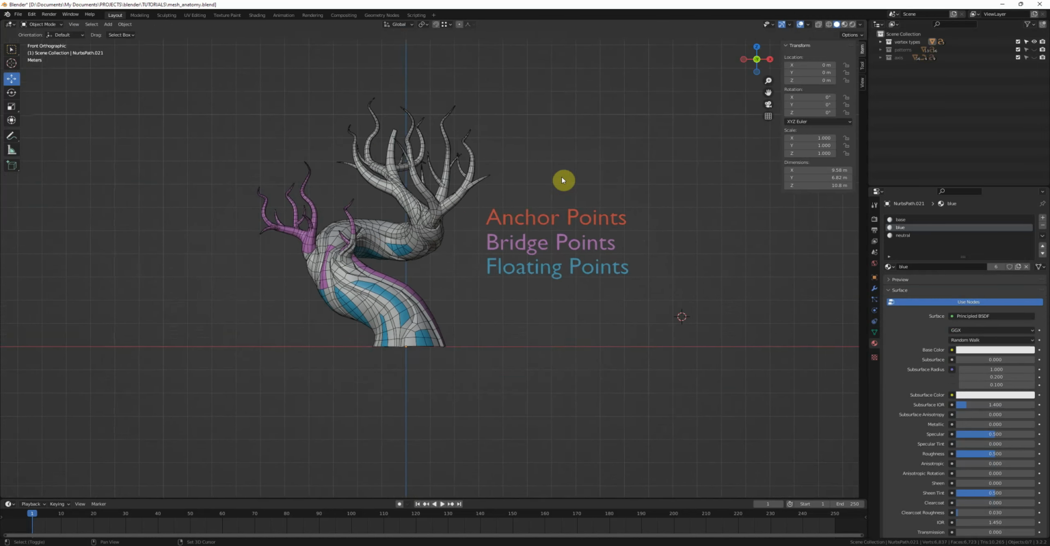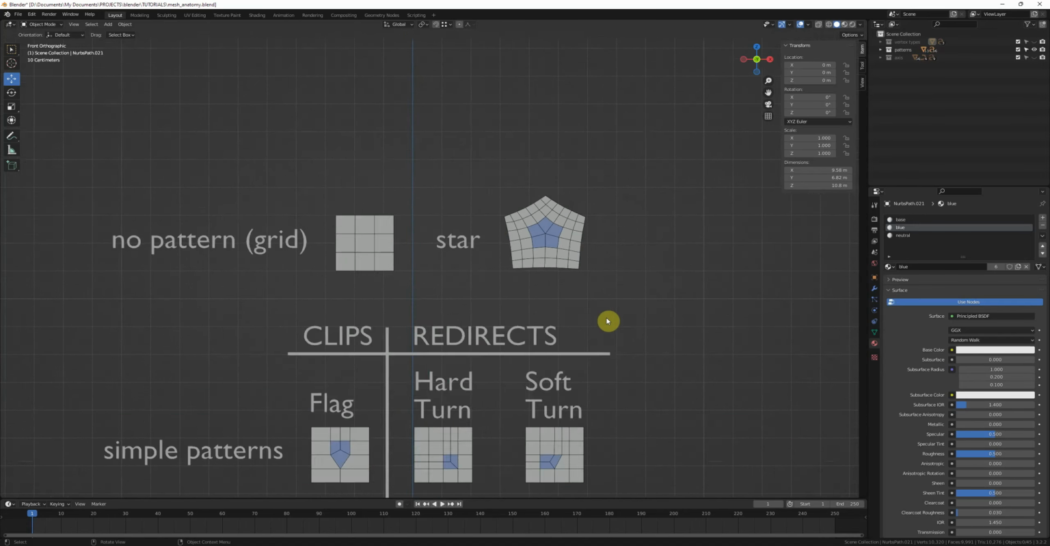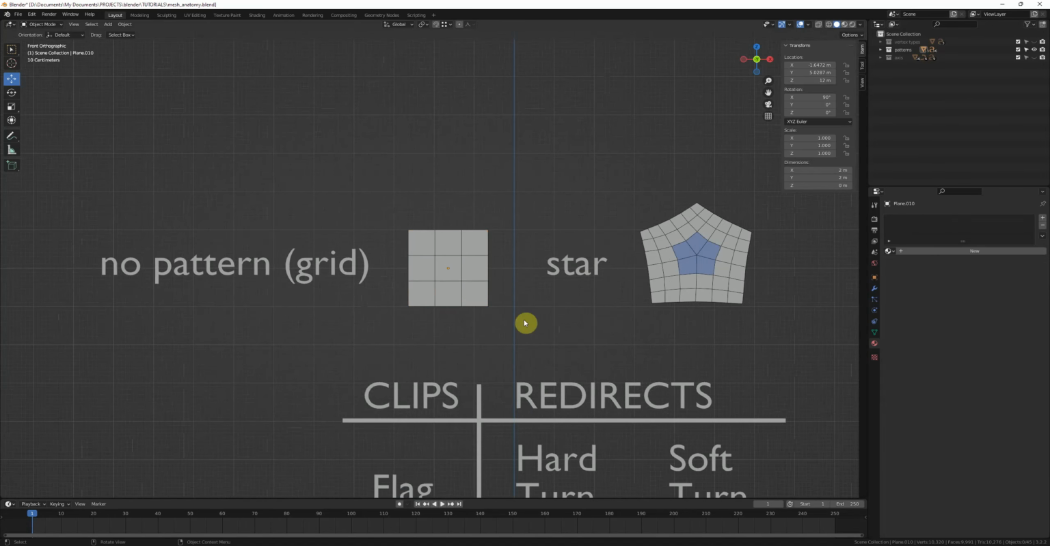So that's just a basic breakdown of the different vertices. Moving on to explain patterns more. Okay, so if I go to the top here, when I say grid or no pattern, I just mean it's an equal number of values going in either direction.